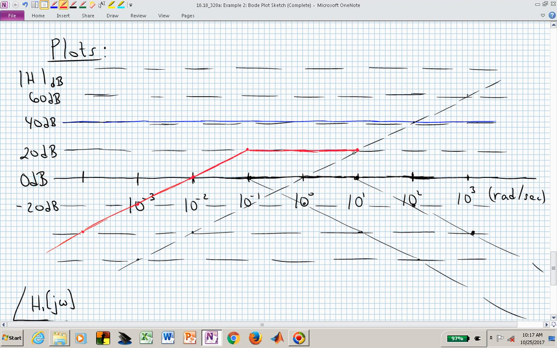And if you're drawing this, I would get a ruler and just quickly draw that out. And now, after this point, we have the second pole kicking in, and it contributes 20 dB down for frequencies beyond 10. And so now we can simply say, oh, our net slope is minus 20 dB. And that's now our magnitude plot for this particular transfer function.